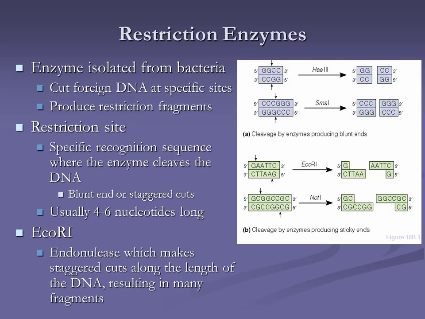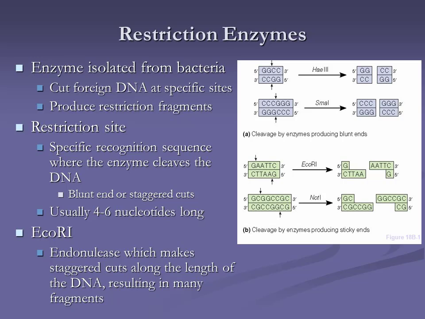All right, now to get into some molecular biology. Bacteria are really good at moving DNA around. And they can integrate their DNA with other DNA. So bacteria produce enzymes, proteins, that cut DNA at very specific sequences. We call these restriction enzymes, and they cut at their restriction sites.